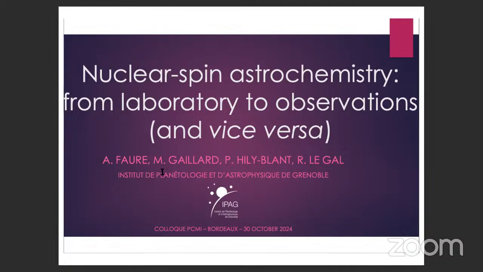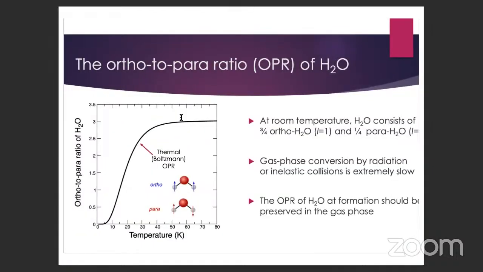And so I will not make a review of what was done in this topic in the last years. I will try to show you that our understanding of what we also call nuclear spin ortho-para chemistry, or nuclear spin chemistry, has greatly improved in the last years, and especially thanks to laboratory work. So I will start with a simple case, a water molecule.